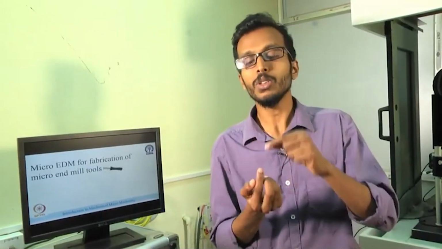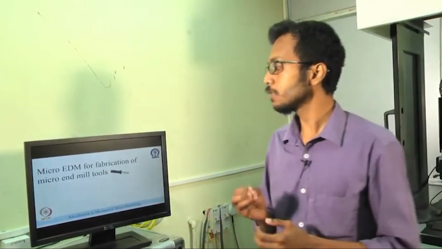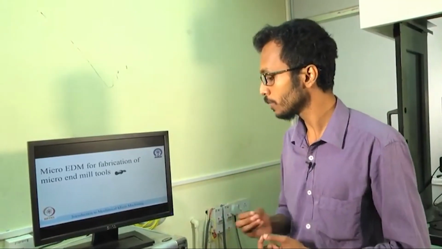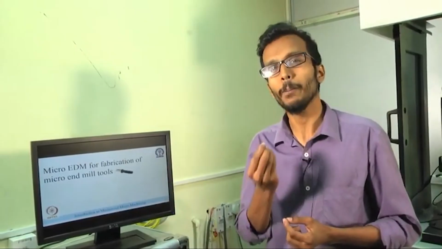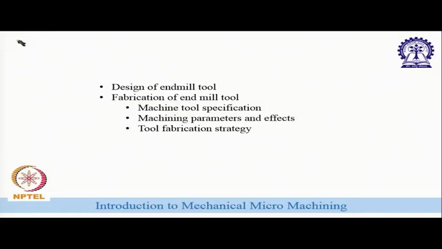So what is the advantage? We can machine any type of material, any hard material which is electrically conductive. So we are trying to make use of these discharges to make micro end mill tools. In this class we will be demonstrating how to make use of the discharges to make micro end mill tools.